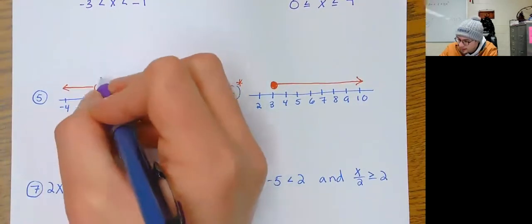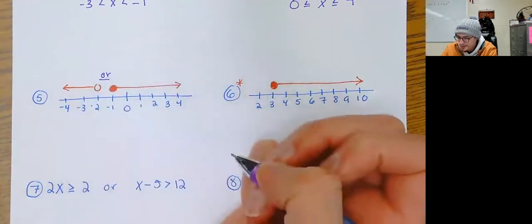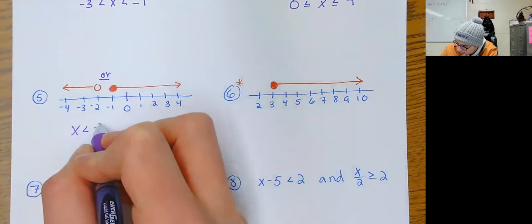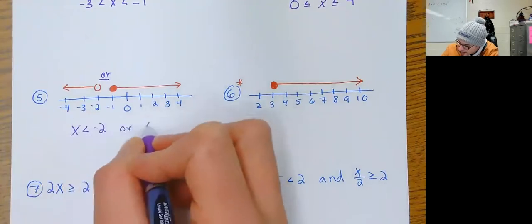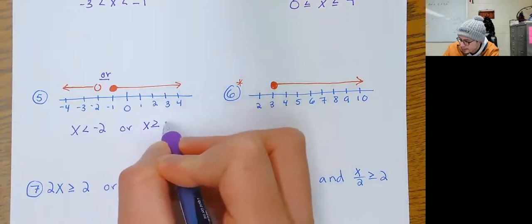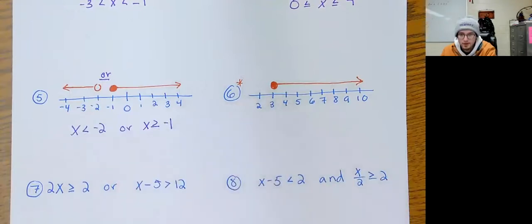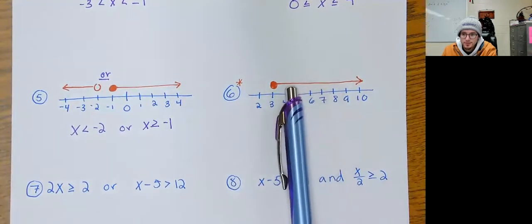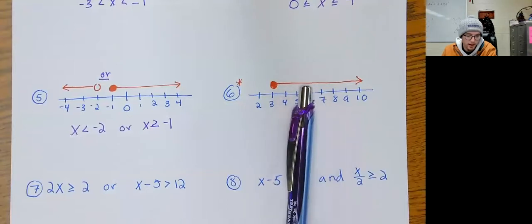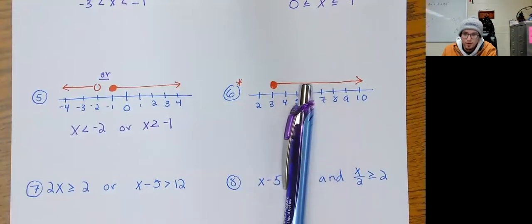This one is definitely an or. All right, so we have x is less than -2 or x is greater than or equal to -1. All right, pretty quick. Now this is the tricky one. This is the tricky one. And this is what I got all caught up in the jibber jabber talking about when we're talking about ors.